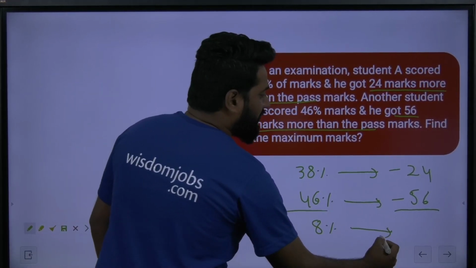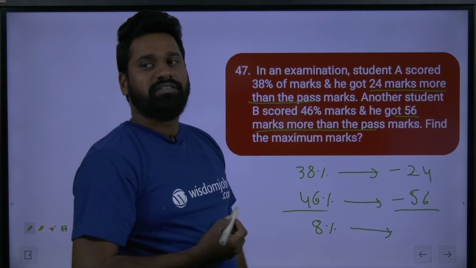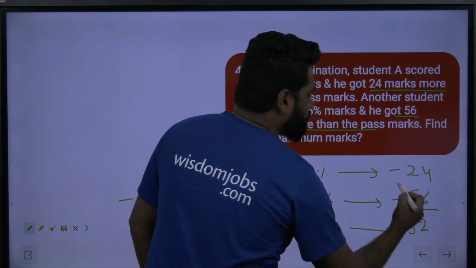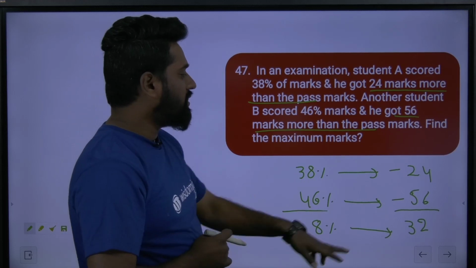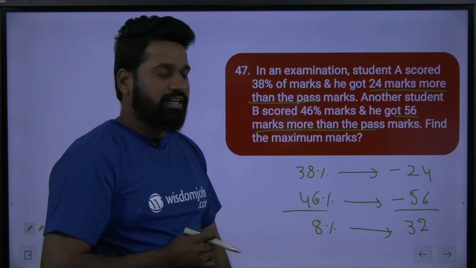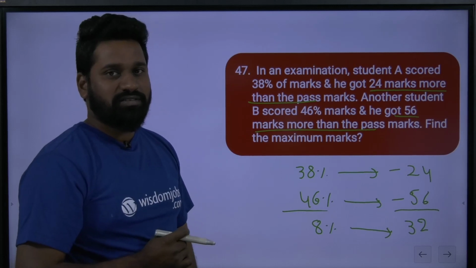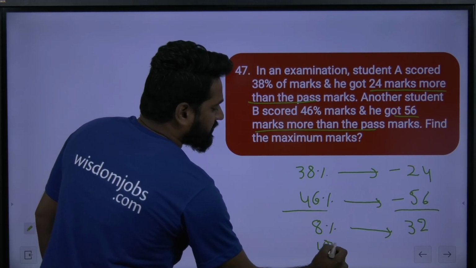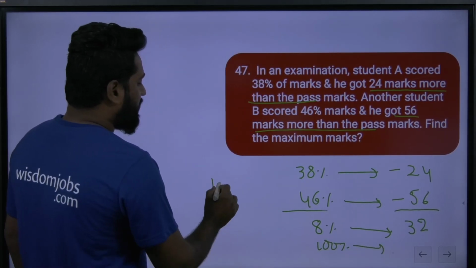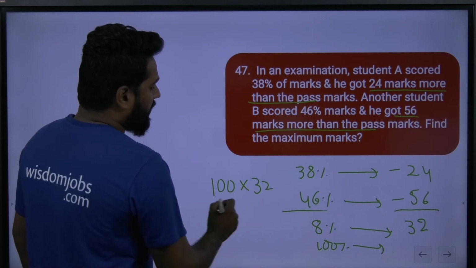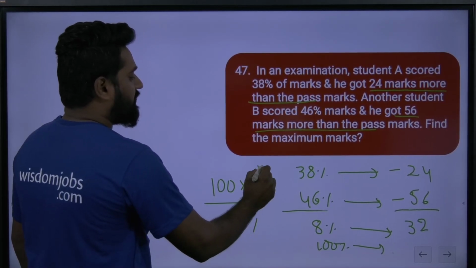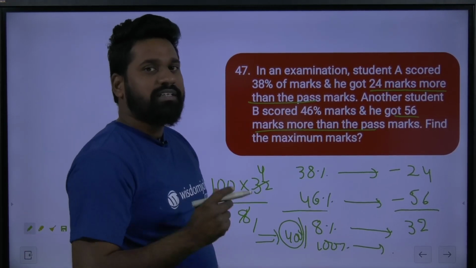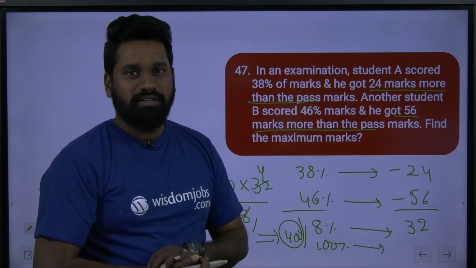This 8% corresponds to the difference between 56 and 24. So how much difference becomes? Directly you can subtract those two. 56 minus 24 is 32. In this case we are getting two subtractions, or two minuses. So where 8% indicates 32, what is 100%? Clearly it is 100 into 32 by 8. 8 fours are 32. So 4 into 100, our answer becomes 400. That is the maximum marks of the examination.